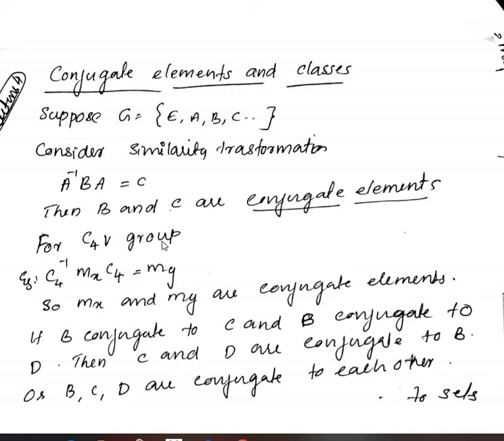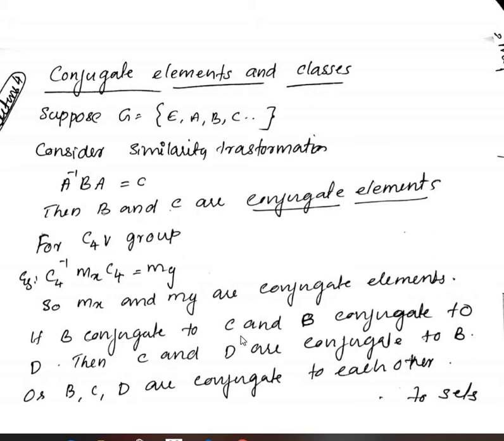For example, in the case of a C4v group, C4 inverse Mx C4 will give you My. Suppose we take a square ABCD, then act C4. C4 will rotate by 90 degrees in the clockwise direction, then do Mx, which is a reflection about the x-axis, then take an inverse rotation by 90 degrees, and you will get My. So Mx and My are conjugate elements.